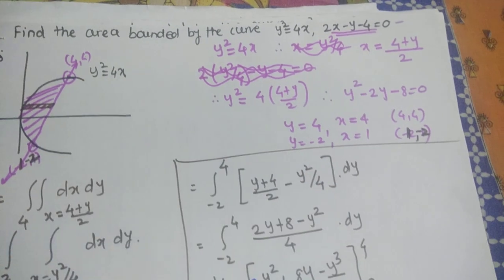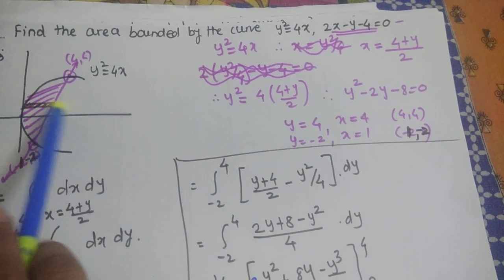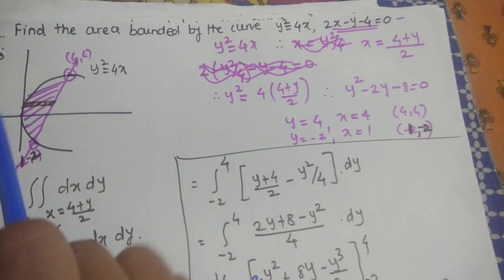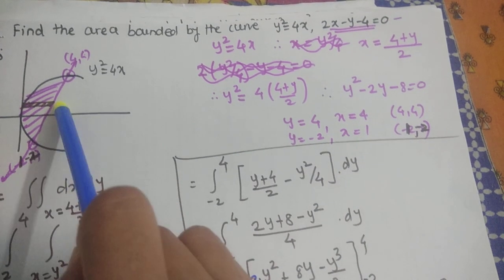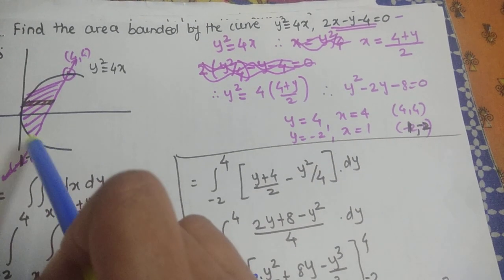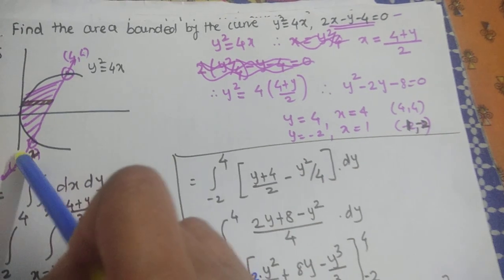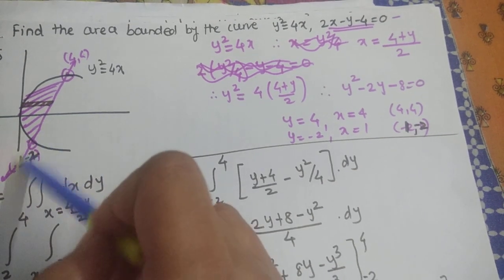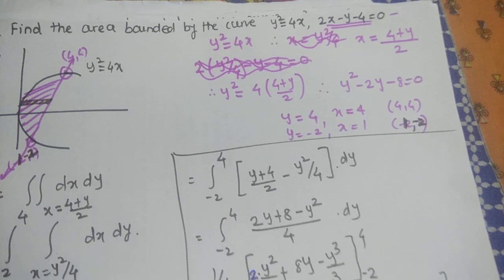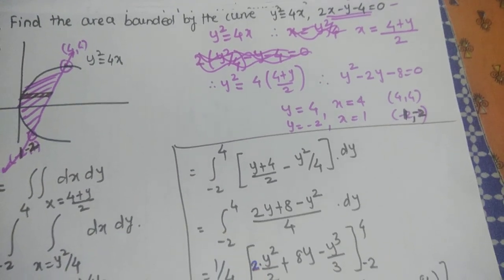Now take the strip parallel to x-axis. So the end points of the strip give the limits of x, and if you move the strip in the vertical, upward direction, you will get the limits of y.